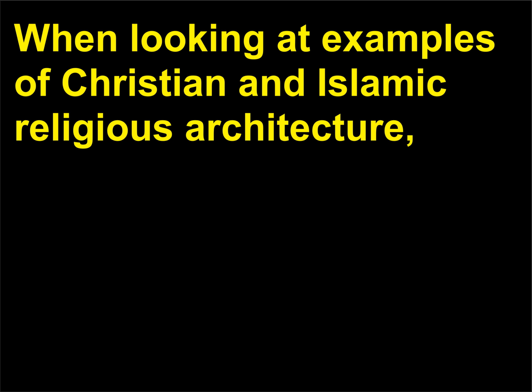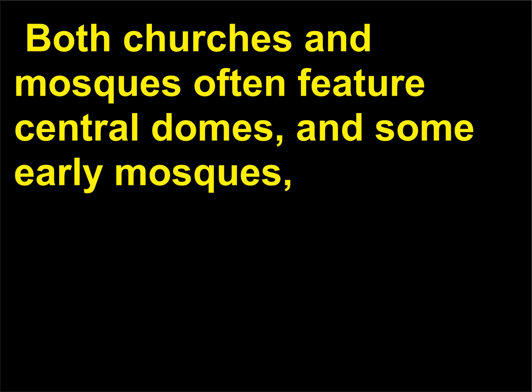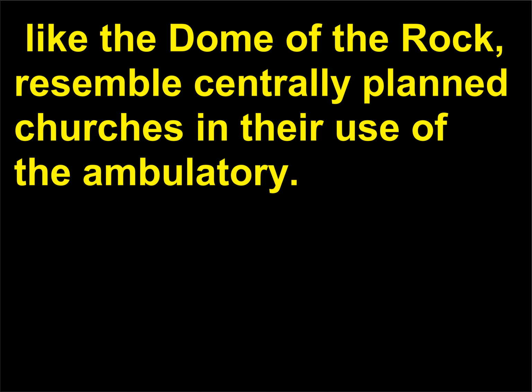When looking at examples of Christian and Islamic religious architecture, one might be surprised that there are often many similarities. Both churches and mosques often feature central domes, and some early mosques, like the Dome of the Rock, resemble centrally planned churches in their use of the ambulatory.